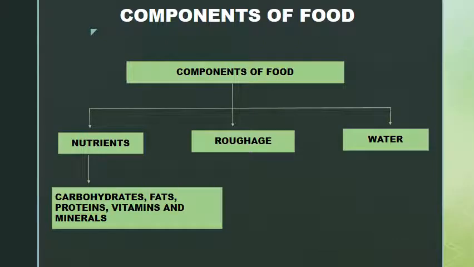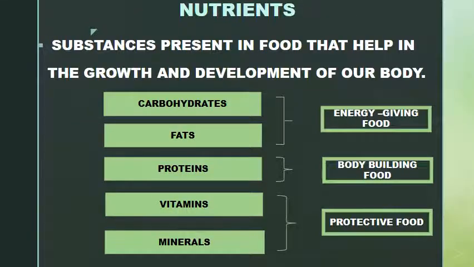So what are the components of food? These are nutrients, roughage and water. And nutrients are further classified into carbohydrates, fats, proteins, vitamins and minerals. We will now study each of these components separately. So first we will study nutrients.